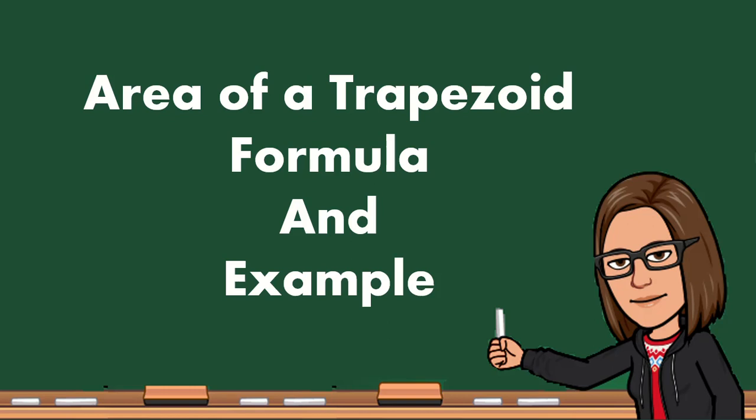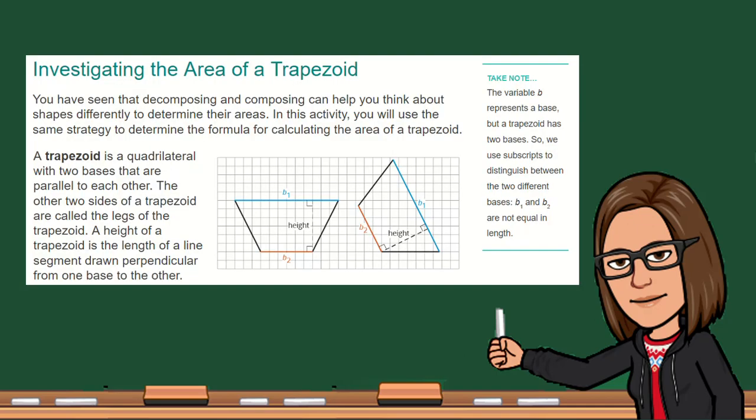I'm now going to talk about the area of a trapezoid, the formula, and I'm going to give you an example so you can have a good example in your notes. So a trapezoid is going to be a quadrilateral, so it's got four sides with two bases that are parallel.